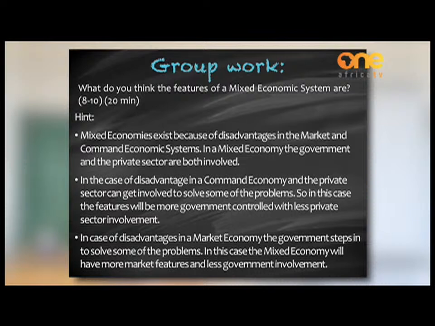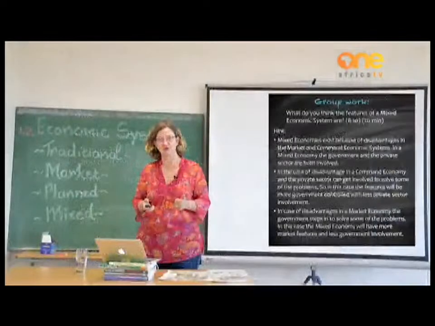So take all of this into consideration: as soon as the government steps into a market economy, it becomes a mixed economy. As soon as the private sector gets into a planned economy, it also becomes mixed. So take this time and discover what the features of a mixed economy may be.